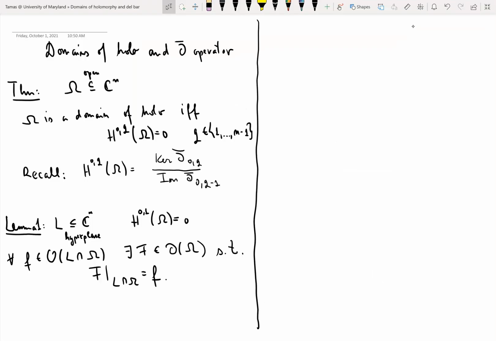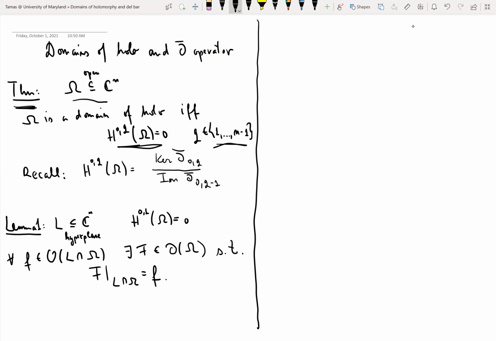In this lecture, I'll talk about the relationship between domains of holomorphy and the Dolbeault operator. Specifically, I want to talk about this result here. If you pick an open domain Omega in C^n, then Omega is a domain of holomorphy if and only if all the (0,q) Dolbeault cohomology groups vanish in Omega when q runs from 1 to n minus 1.